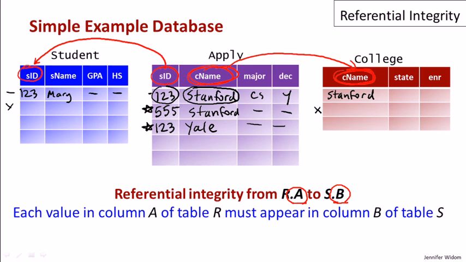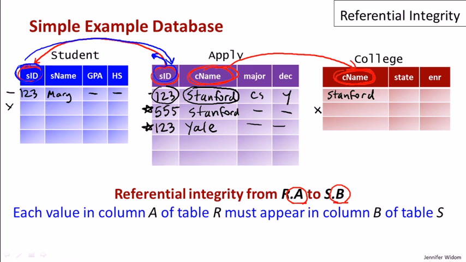Now, let me mention that referential integrity is directional. So we talk about this SID here referencing the SID in the student table. We could have referential integrity in the other direction, but that's saying something different. That would be saying that every student must apply somewhere. Every value for student ID must appear in the apply table. In this particular example, we probably would not have that be the case.